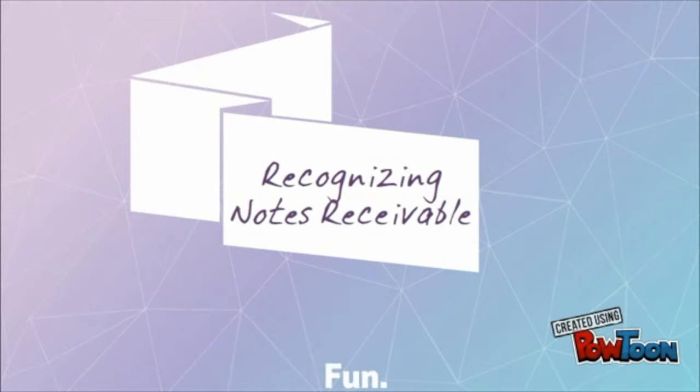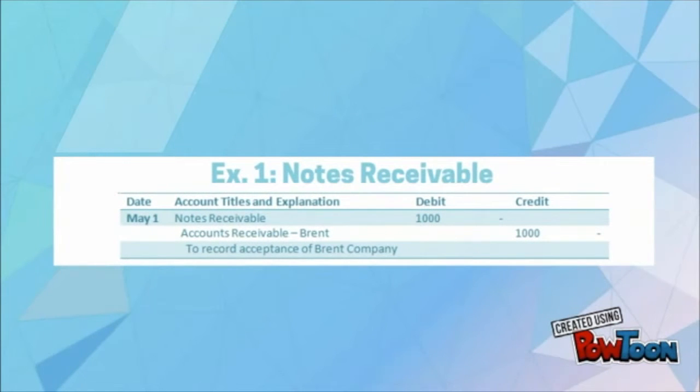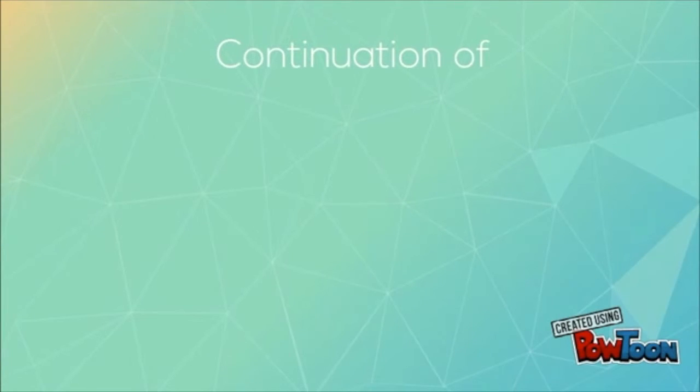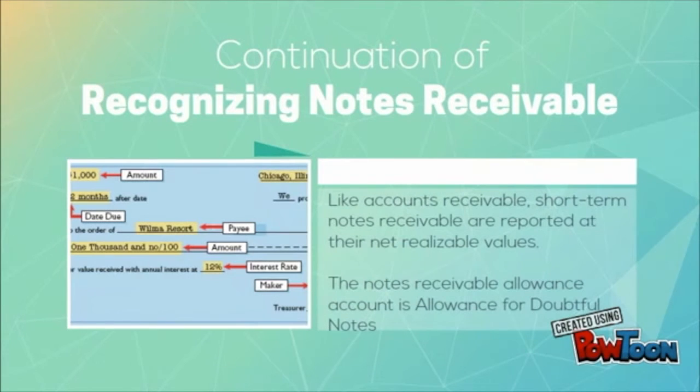Now we will move on to recognizing notes receivable. To start off, here is an example for notes receivable. Roma Company receives a $1,000 6% promissory note due in 2 months from Brent Company to settle an open account. Continuing on, like accounts receivable, short-term notes receivable are reported at their net realizable values. The notes receivable allowance account is allowance for doubtful notes.